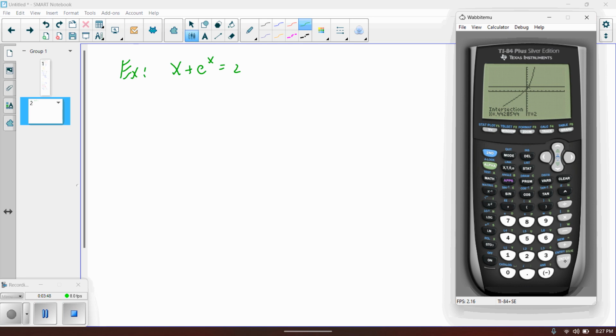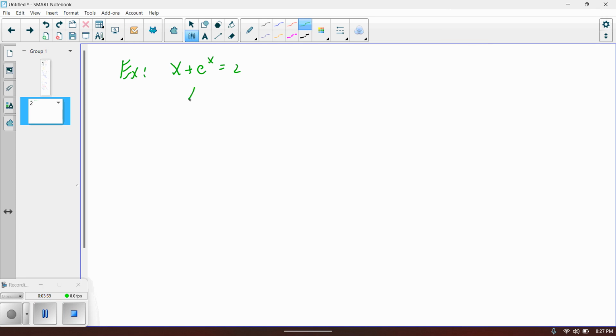So x is approximately equal to 0.4428544. Depending on how many decimals something asks you to do, 2 or 3 decimals is usually perfectly fine. We're going to go 2 here. So we're just going to say x is approximately equal to 0.44.